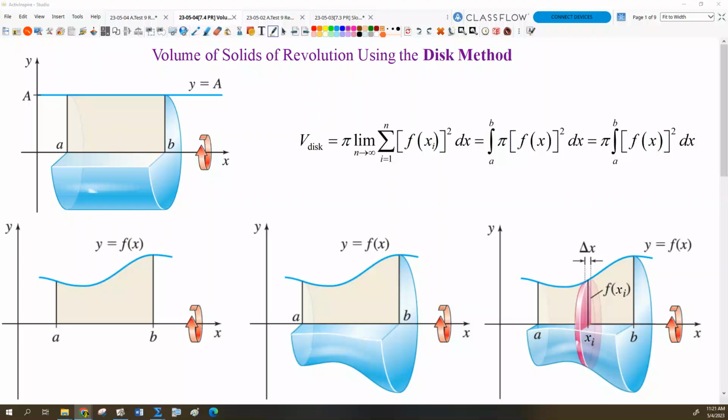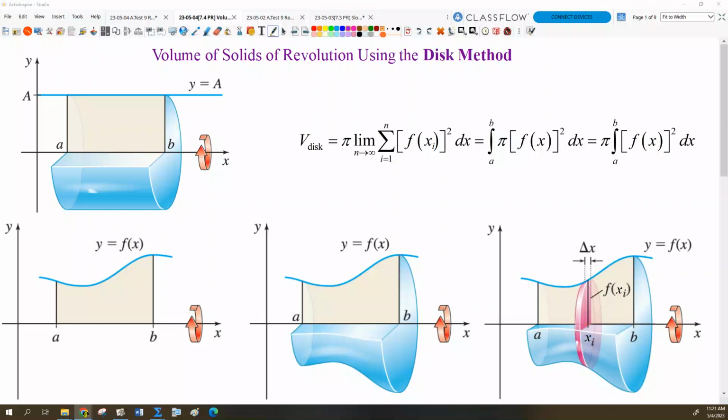Let's say I've got some area. I've got this rectangular area defined by the line y equals a, the x-axis, and we're going to look at that area from x equals a to x equals b, right? So that rectangle up there is the area. Well, what do we get if we revolve that area about the x-axis?